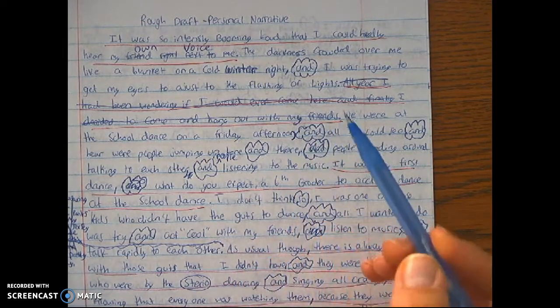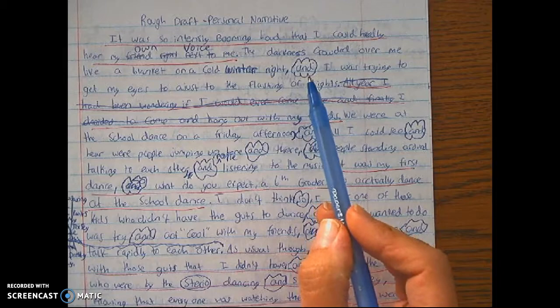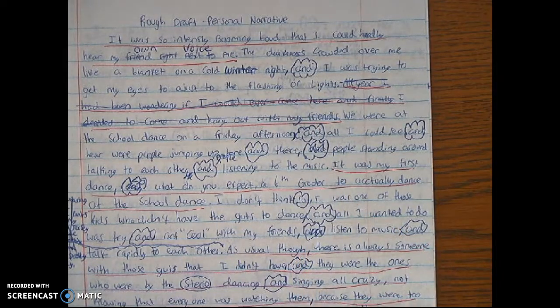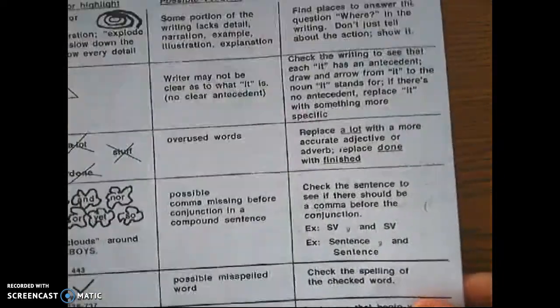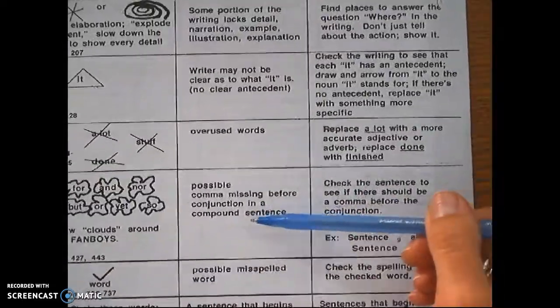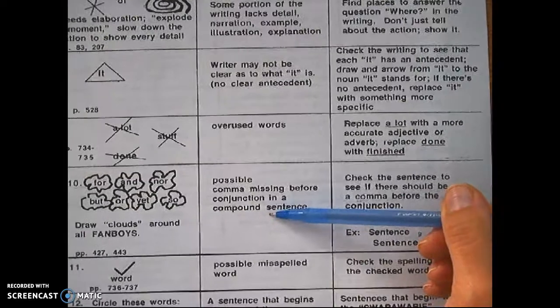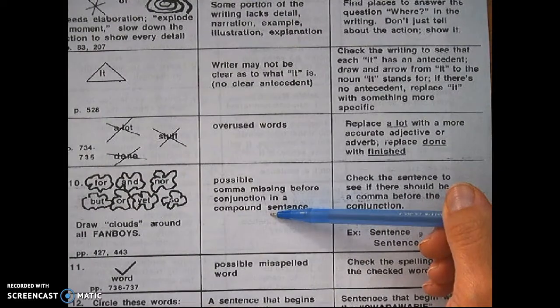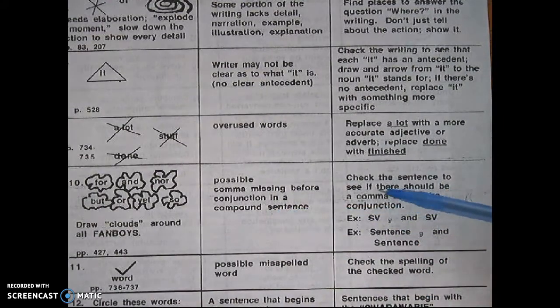So when you go through your piece, look for your fanboys: for, and, nor, but, or, yet, so. This revision chart is in your packet. It's number 10. This is the possible problem that you might have. It doesn't mean you have a problem. It's just something you're checking for before you continue to work on your piece. And then this is what the structure of your sentence should look like.